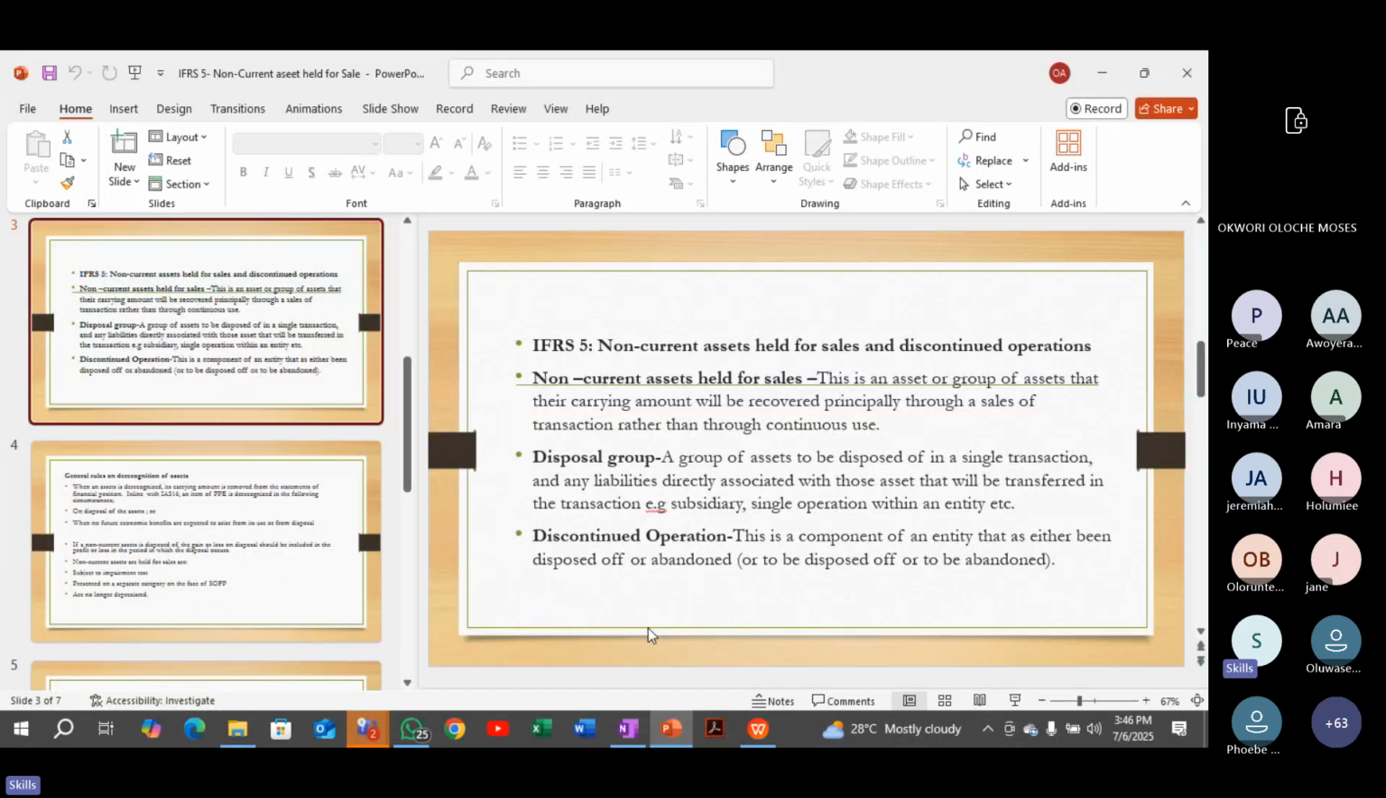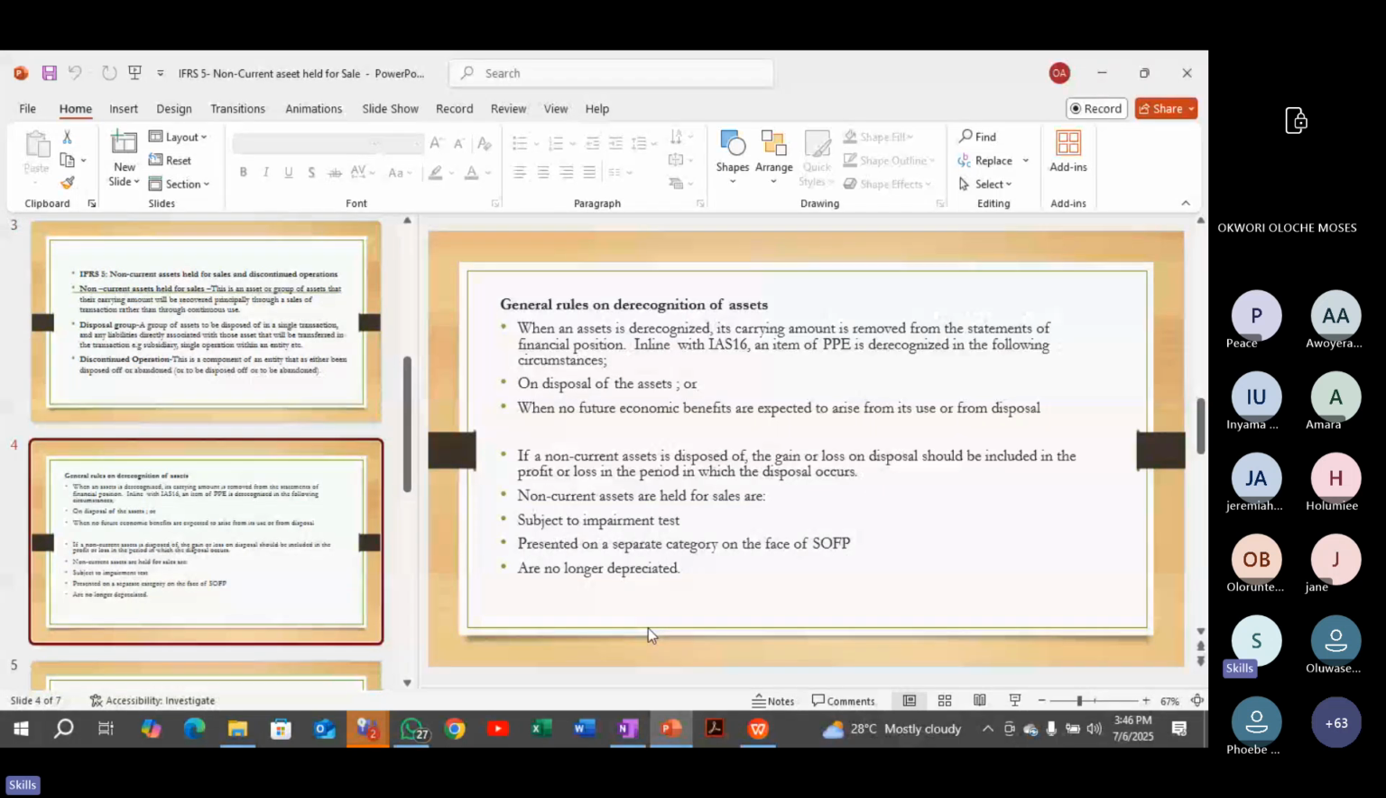Also, discontinued operation. As I've said earlier, discontinued operation means that that particular asset, you no longer want to use it anymore. Are you following me now? You don't want to use it anymore. That's what we call discontinued operation.